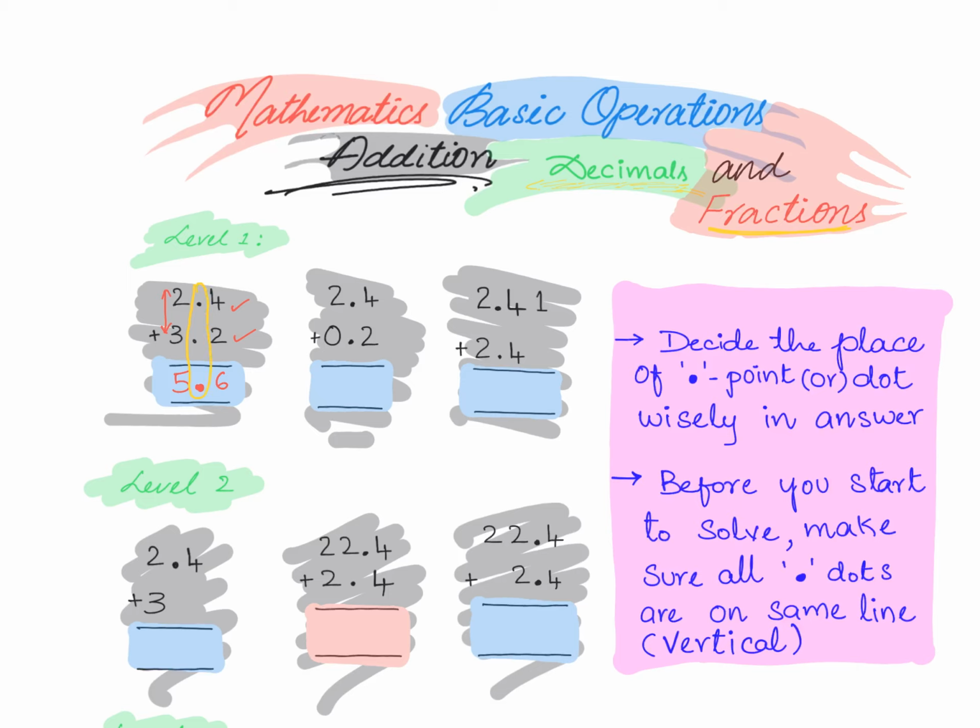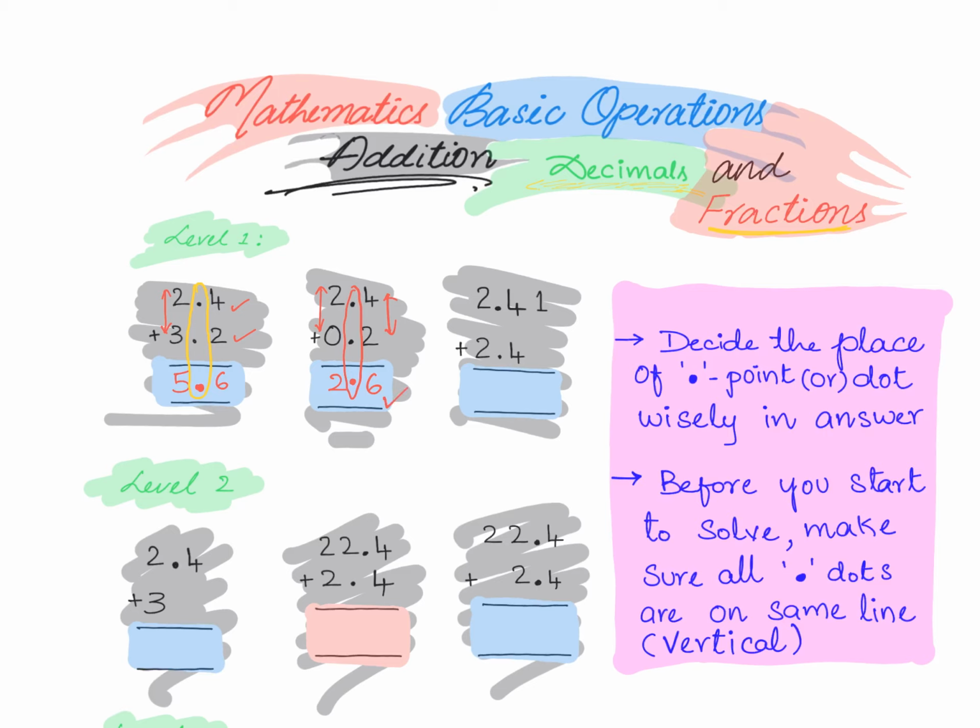Let's go to the next problem. 4 plus 2 is equal to 6. Then moving to the other column, so 2 plus 0, it is 2. So the last step is aligning the point in the same line, right? So the answer is 2.6.